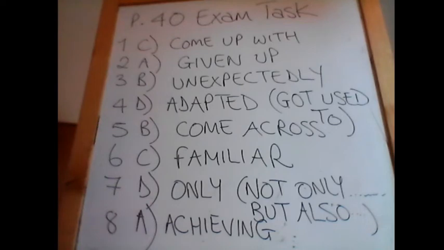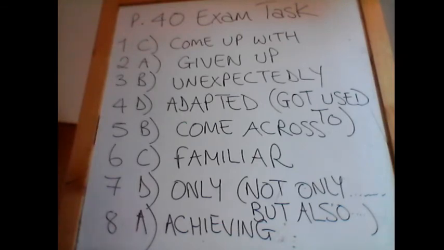So the answers to this exercise, you can see them on the board. Number 1 was to come up with. So he said, I have to come up with a way of persuading my family. I have to think of a way of persuading my family. Number 2 was up, because it's the phrasal verb give up, which means to stop thinking about something, or here to stop. He'd almost stopped thinking about the idea. Number 3 was B, unexpectedly, something that happened without warning, something that he didn't think would happen.